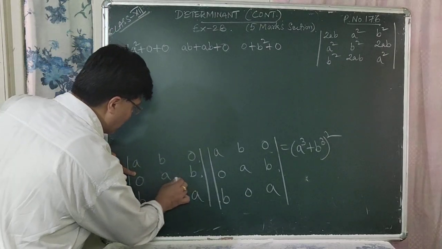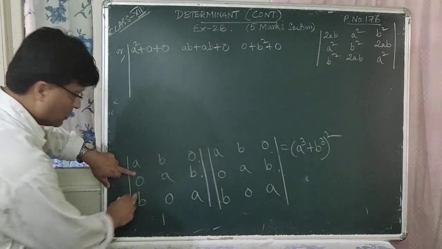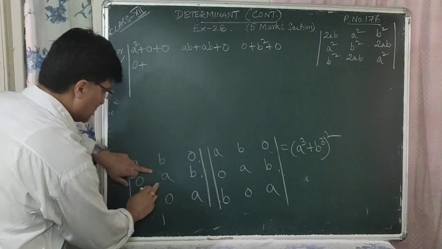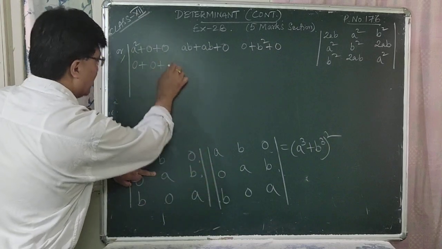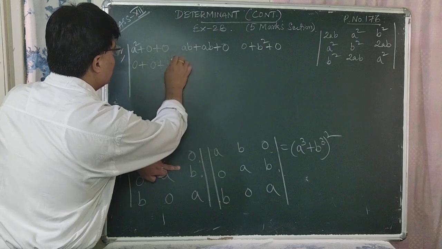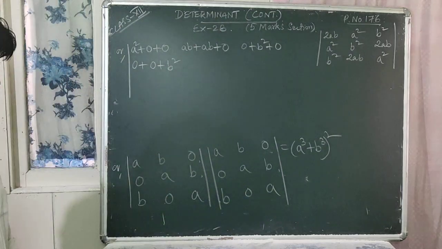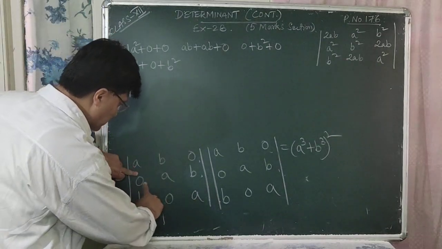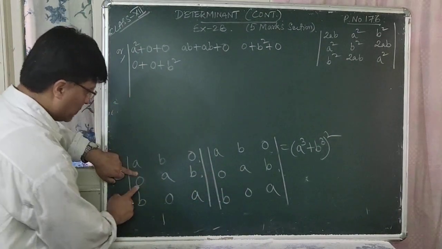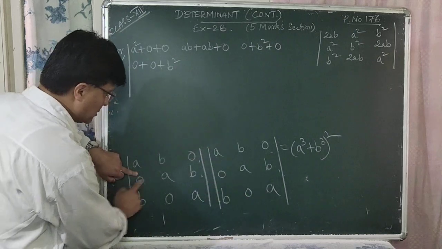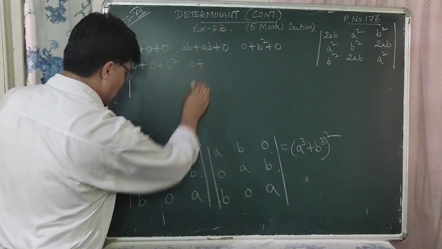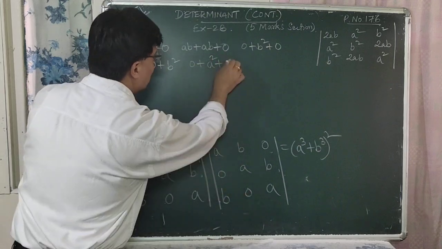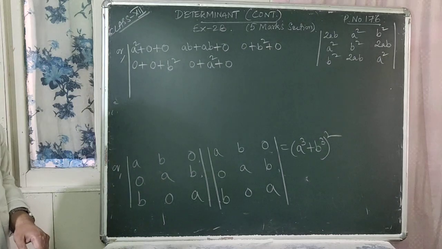Now next, this second row is multiplied by first column. 0 into A, 0 plus A into 0, 0 plus B into B. This is B square, right? Next, second row is multiplied by second column now. The corresponding elements are multiplied. 0 into B, 0 plus A into A square plus B into 0, 0. This is the second element of the second row.